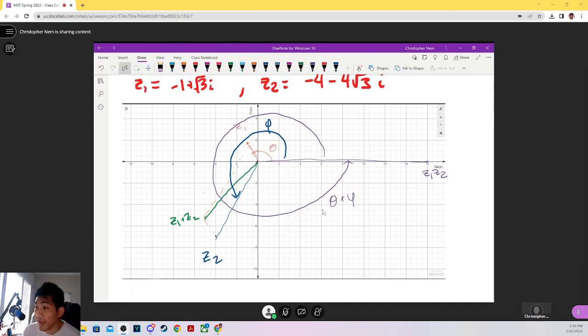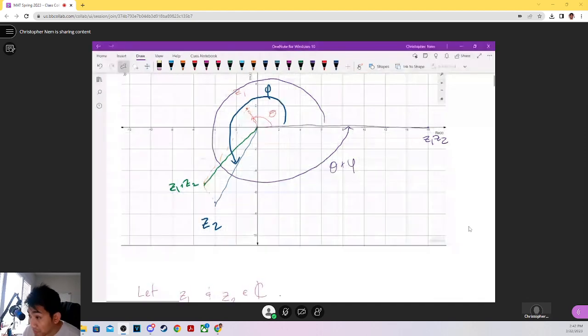So we're just going to add the 2 angle measurements, and then you can also say that the modulus will be multiplied together. The modulus of this complex number is really large because I'm multiplying the length of this modulus with the length of this modulus. Apologies. So now, let's show that rigorously through arbitrary values.